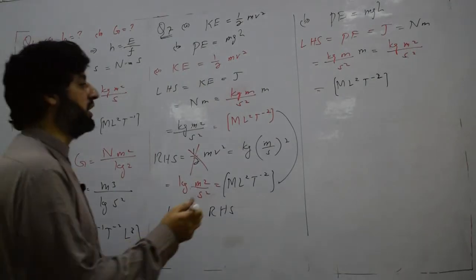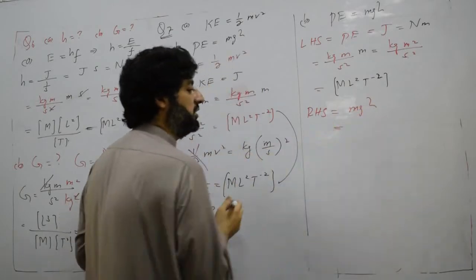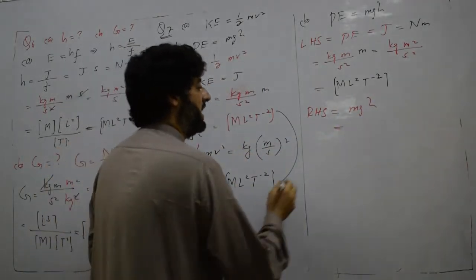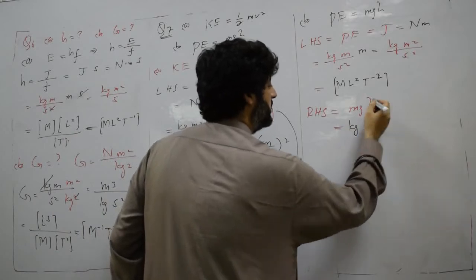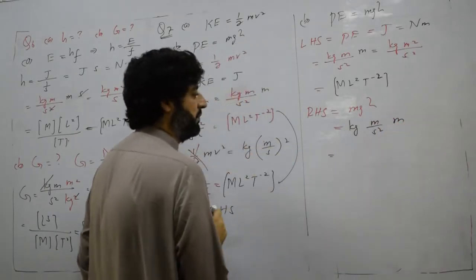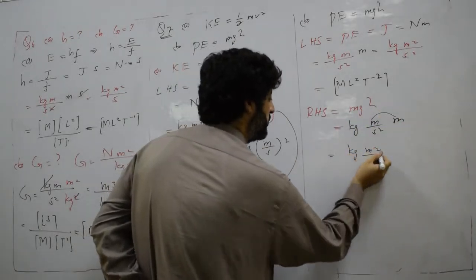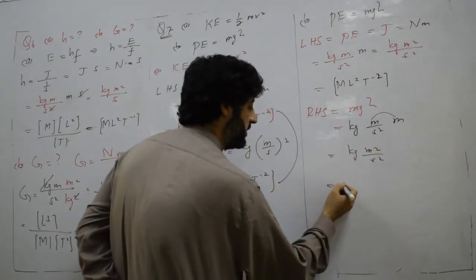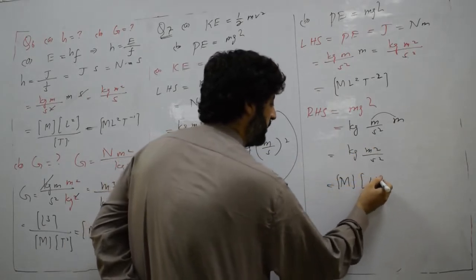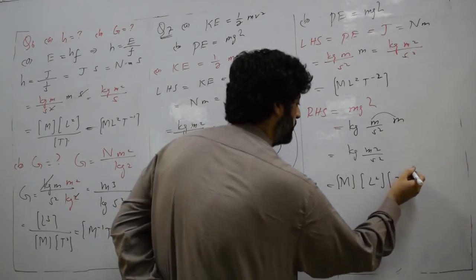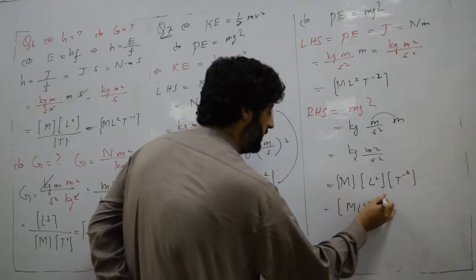Now taking right hand side. Right hand side is mgh. Okay, what is the unit of mass? That is kilogram. What is the unit of acceleration? Meter per second square. What is the unit of h? That is meter. Okay, so multiply meter with the meter, so it will be kilogram meter square per second square. So convert it into dimensions, so it will be mass M, square bracket L square, and T minus 2. So write it in one bracket, so it will be ML square T minus 2.